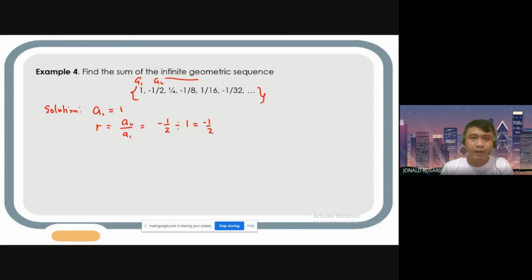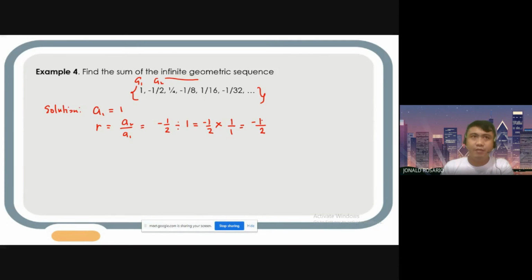So pag nagde-divide tayo, magiging from division to multiplication and reciprocal of the divisor. So copy the dividend, which is negative 1/2, change division to multiplication, and of course, multiply it to the reciprocal of the divisor, which is 1. The reciprocal of 1 is 1 over 1. Negative 1 times 1 is negative 1. 2 times 1 is 2. So we have negative 1/2. The value of our r is negative 1/2.